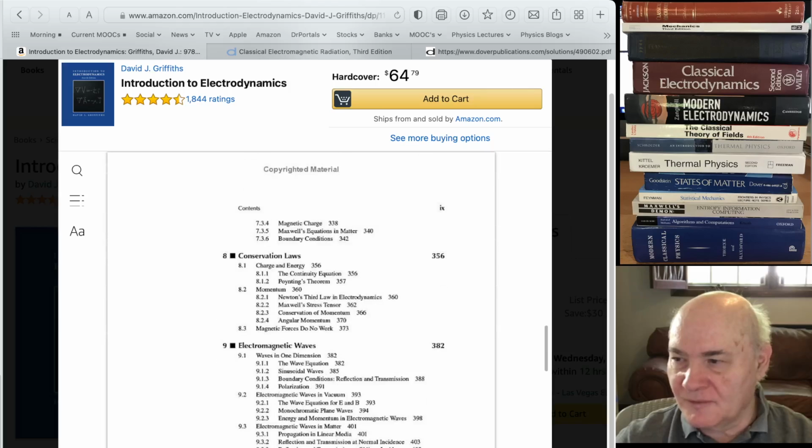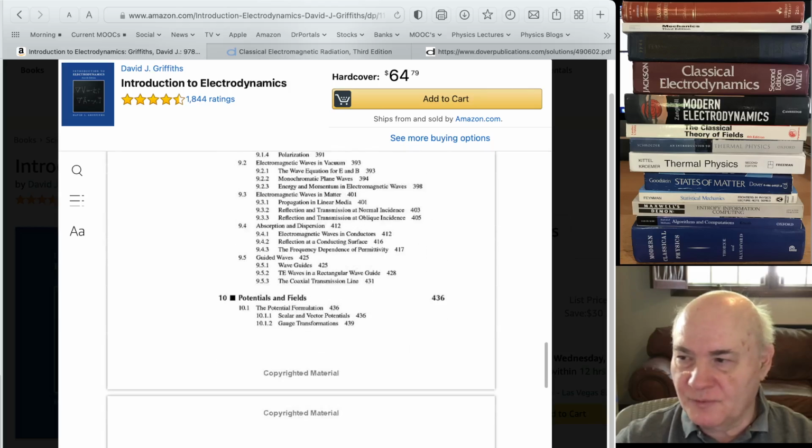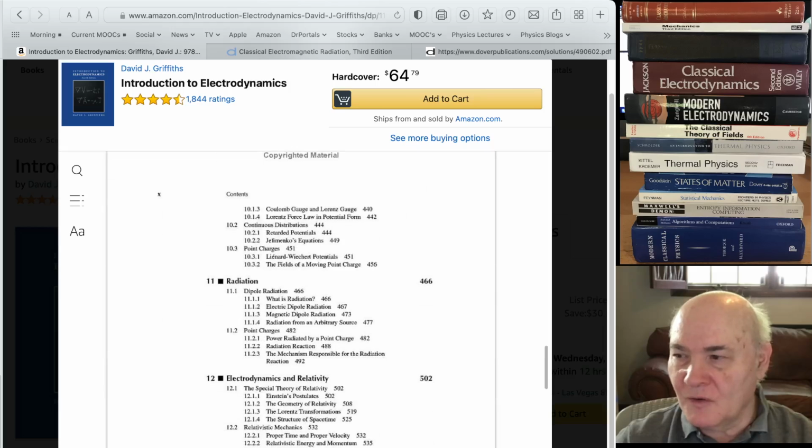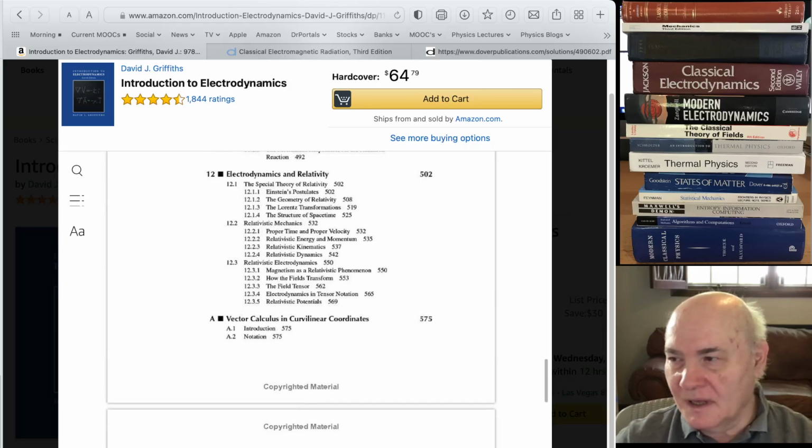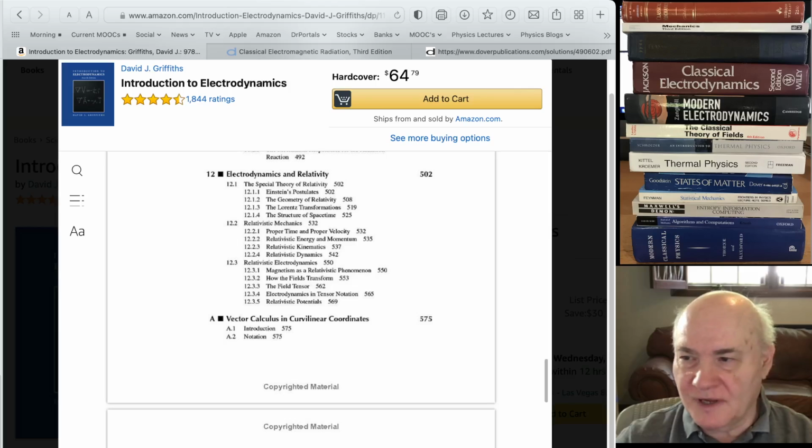So if you want to get some kind of optics perspective without reading a whole optics book, this might be a little bit deficient in that area. But it's a standard book, and everybody seems to like Griffiths. So, your choice. But I haven't read it, so I can't really say.